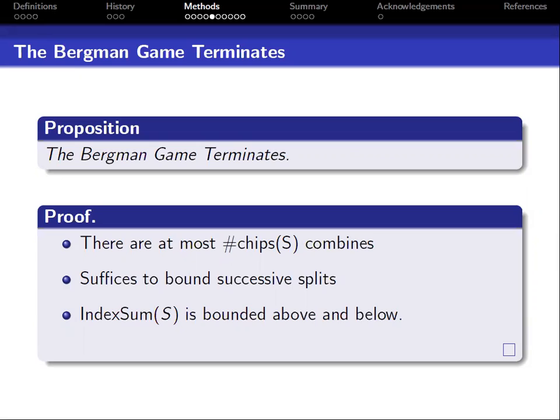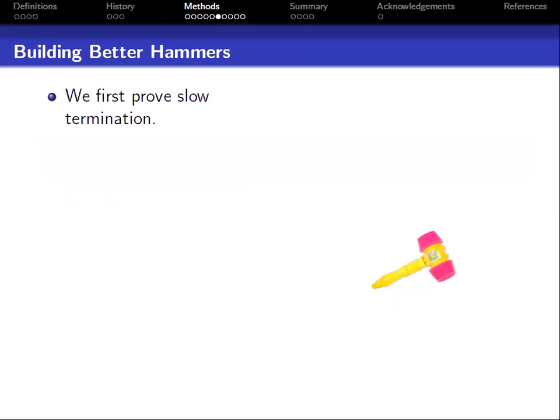And so you might wonder why we did this. Because eventually the theorem is going to be a polynomial time termination. The trick is actually that you need this to start. And this is actually my favorite trick in the entire talk. I always call this building better hammers. Essentially, you first prove slow termination, and this is kind of like a baby hammer that you give to a child.